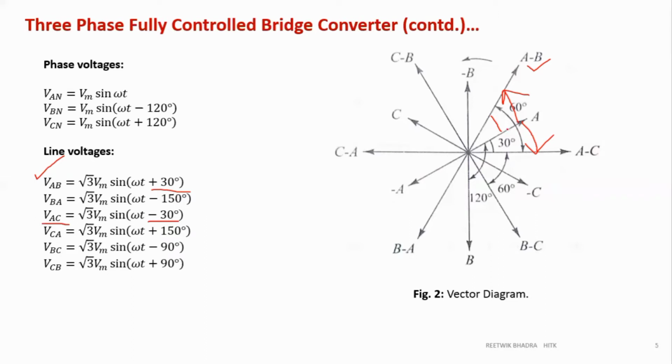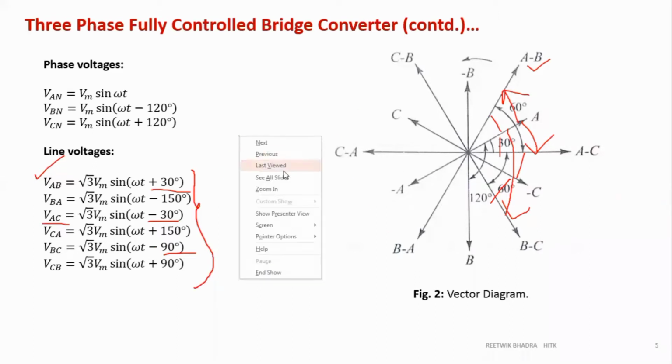So I am taking another example from A to BC. 30, 30, 30. So 90 degree. So BC should be at 90 degree. See, A to BC is which direction? Clockwise. So minus 90 degree. Like this, all these angles are written. You can do the rest of the things on your own.